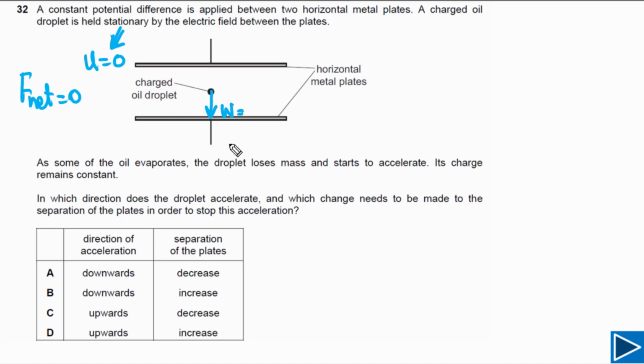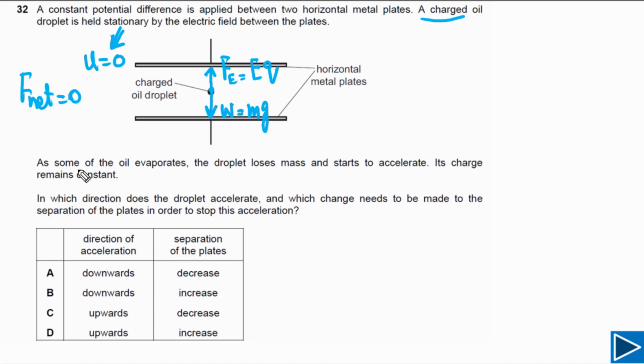Weight means the force of gravity is acting on this particle, and the force of gravity is always downwards, so this is the direction of the force of gravity on this droplet. This droplet has charge and is inside an electric field, so the electric force has to act upwards, then the resultant force on this particle will be equal to 0. So this is the direction of the electrical force, Fe. Fe is equal to Eq.